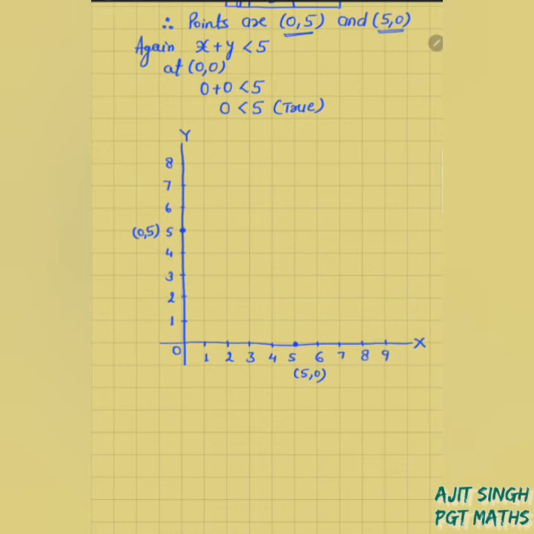Now joining these 2 points, we will get the equation, but remember the inequality is with the less than sign, and for less or greater sign we draw the line as a dotted line. So join these 2 points with dotted lines. When we join these 2 points, we get the equation of the line, and this line is x plus y is equal to 5.